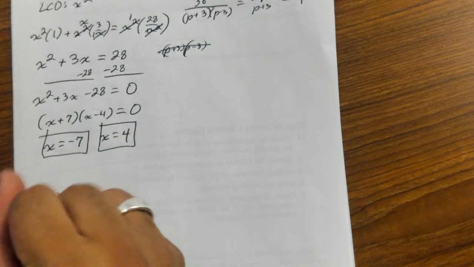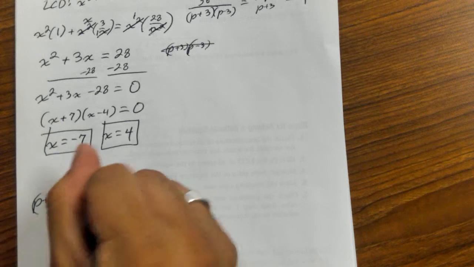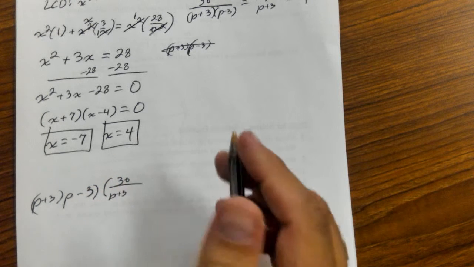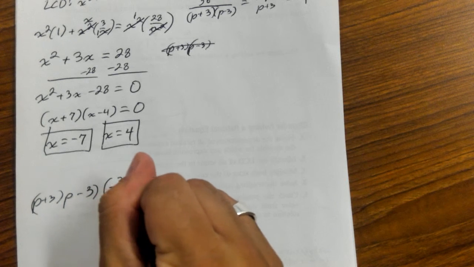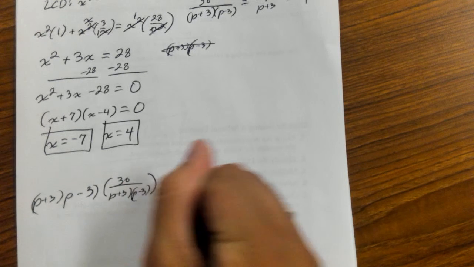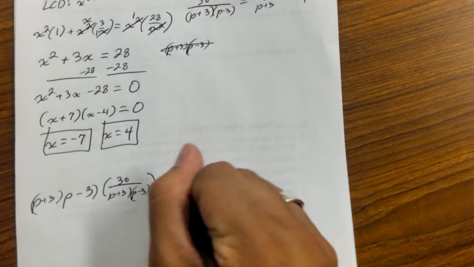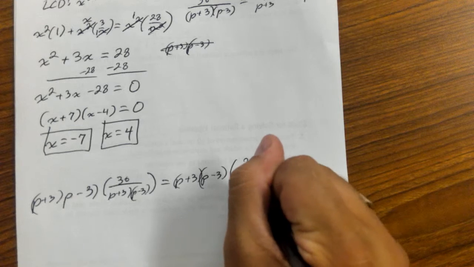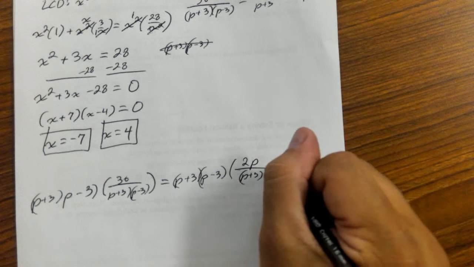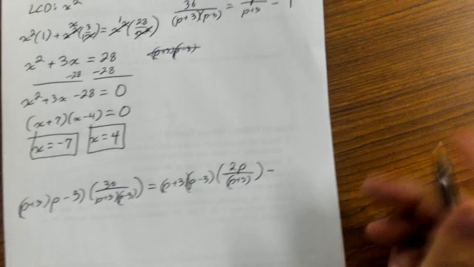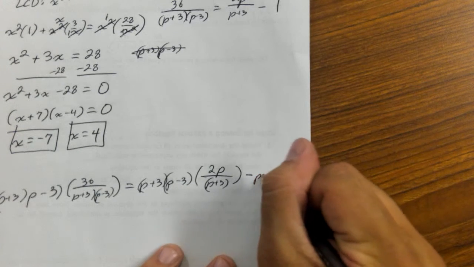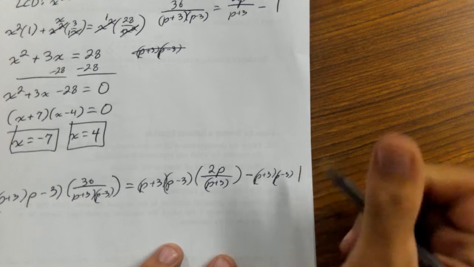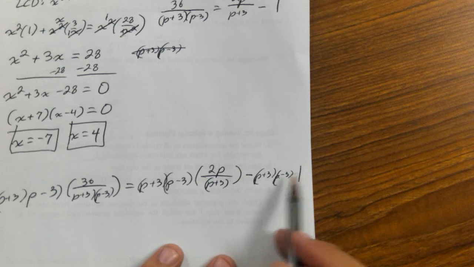So p plus 3 times p minus 3 times that first fraction of 36 over p plus 3 times p minus 3 equals our LCD of p plus 3 times p minus 3 times the fraction 2p over p plus 3, and then we have minus p plus 3 times p minus 3 times 1, because I'm subtracting the LCD times 1.